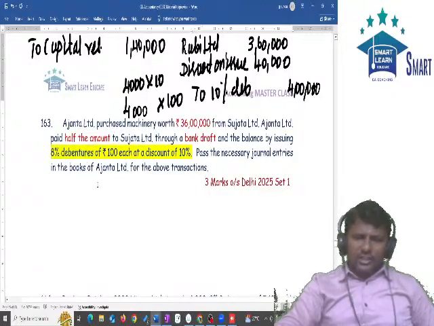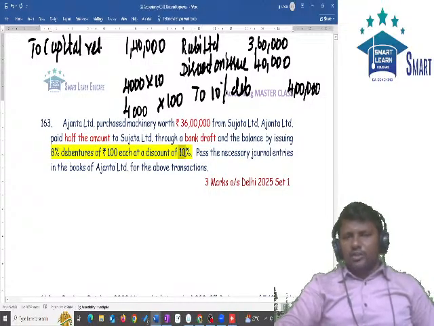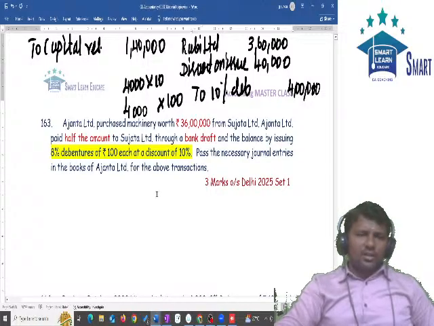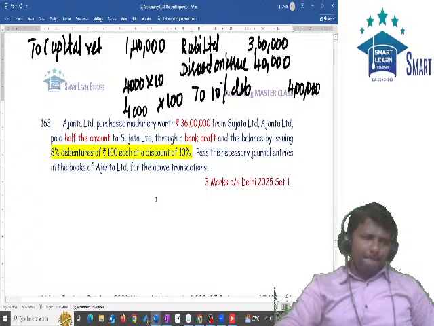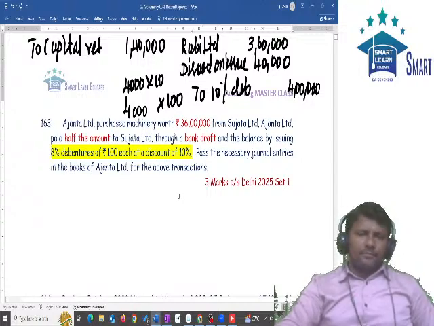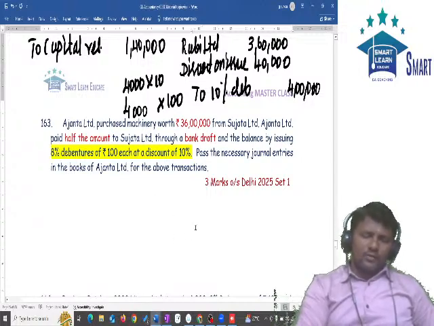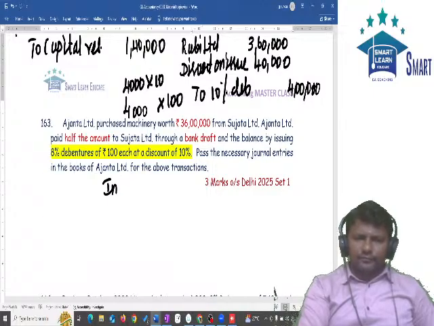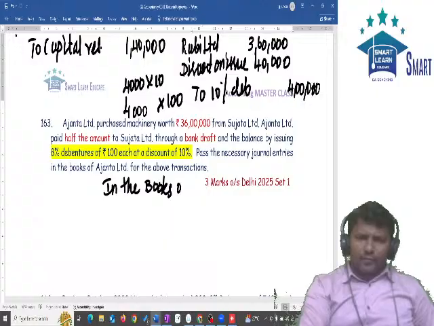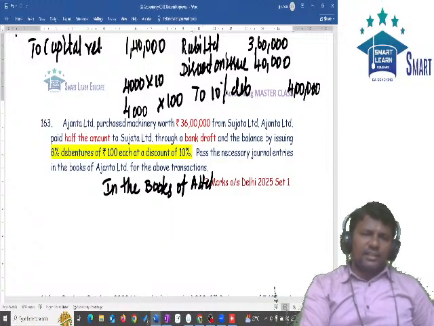Balance the amount is paid by issuing 8% debentures. 8% represents interest. Face value 100. It is issued at a discount of 10%. Pass journal entry in the books of A Limited. So first entry. What is the first entry? In the books of A Limited. First entry, asset is purchased from S.